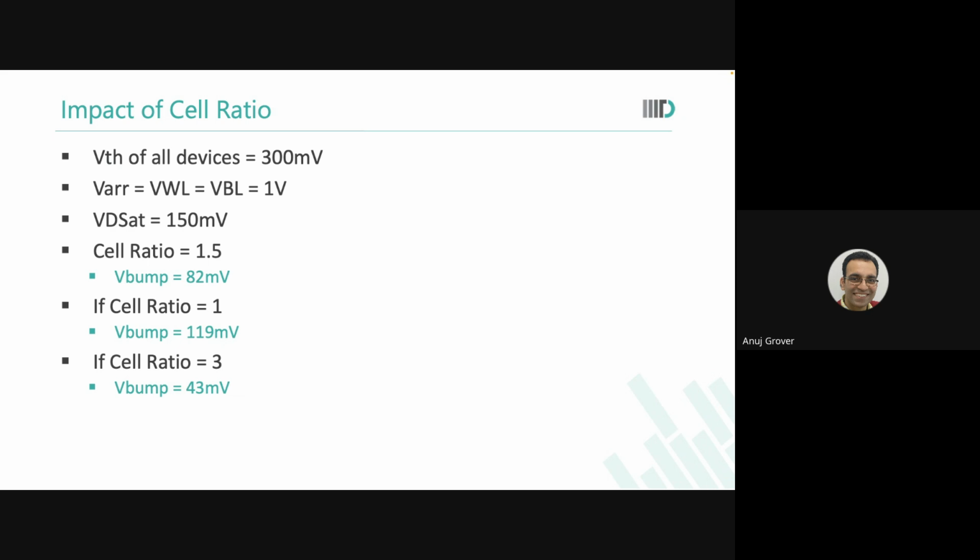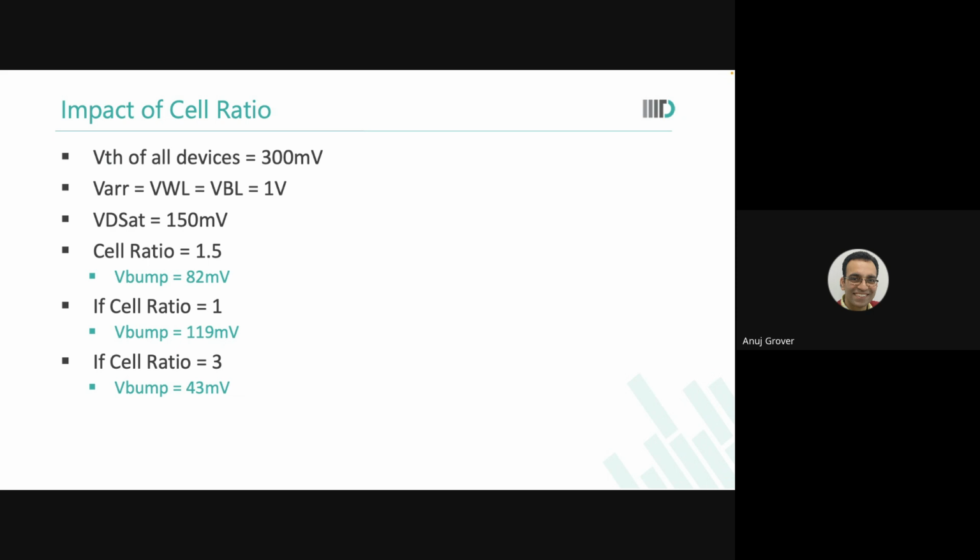How many of you have seen that? Even if you did not derive it, in the lecture everything is solved. How many of you have seen at least that much? Even if you did not derive, it's fine, but at least you've seen this. So cell ratio has a significant role to play.